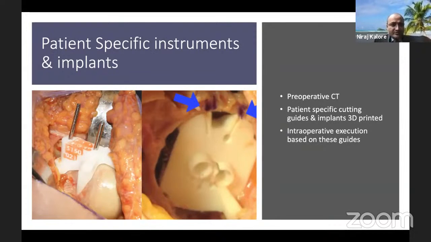The next one is patient-specific instruments and implants. For this, patients get a preoperative CT scan that is used for making models, which are patient-specific. These guides are manufactured that you will fit based on the bone contours during surgery, and those you will use to make the cuts and do the reaming. And based on that, you can implant your components in a more precise way as claimed by the manufacturer.